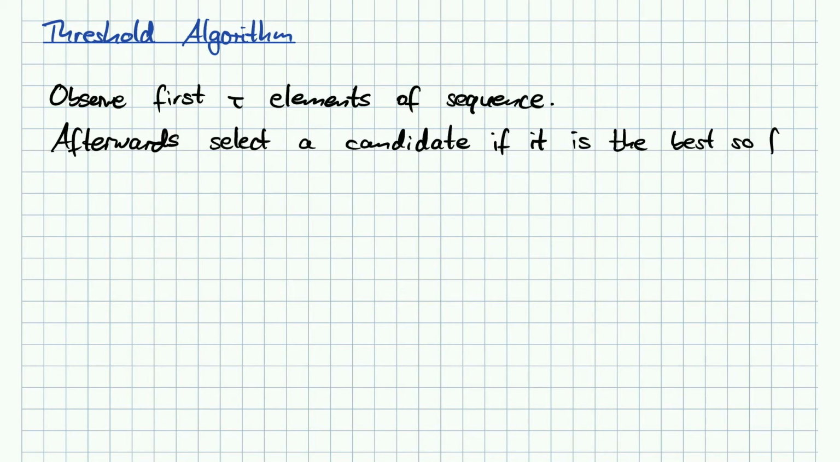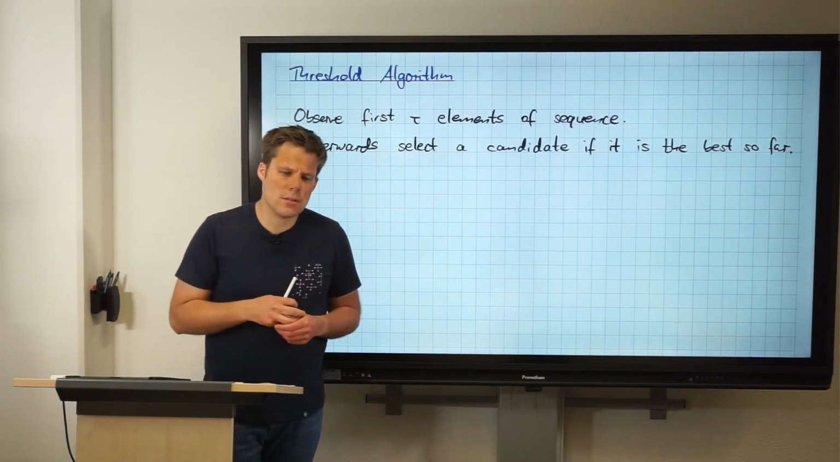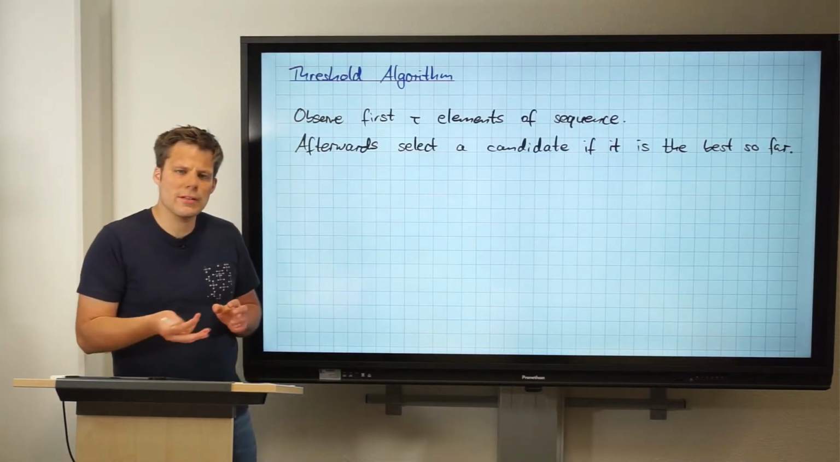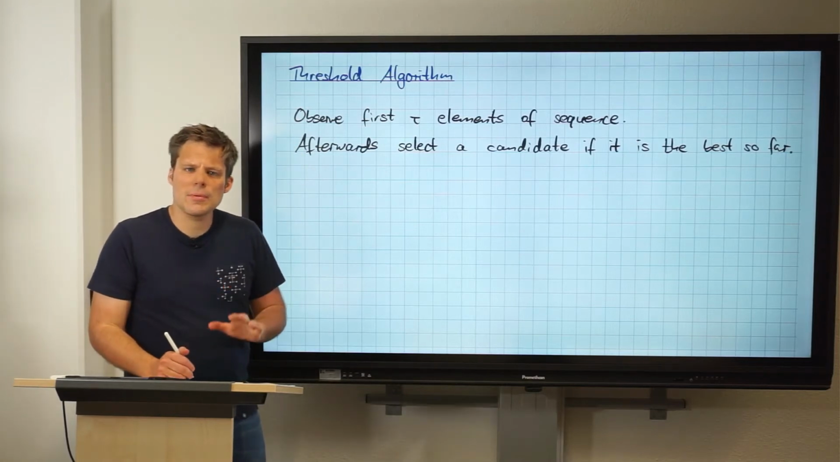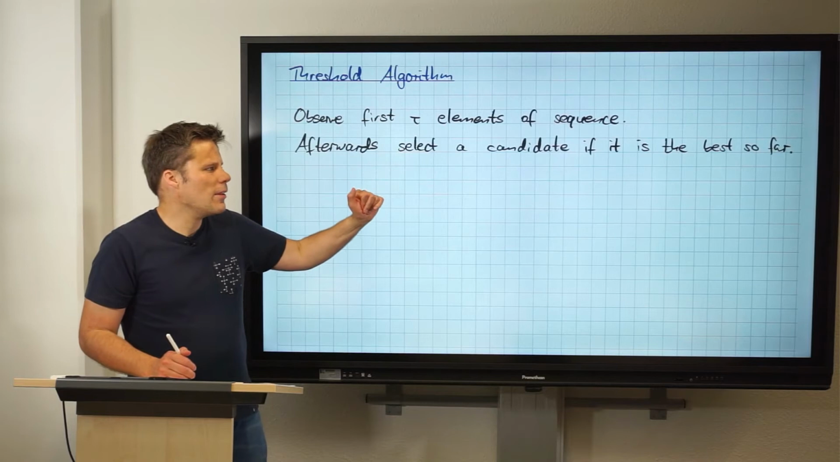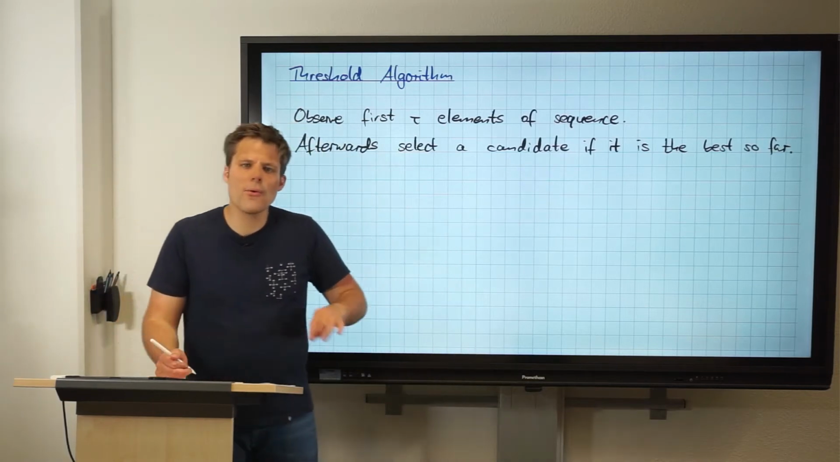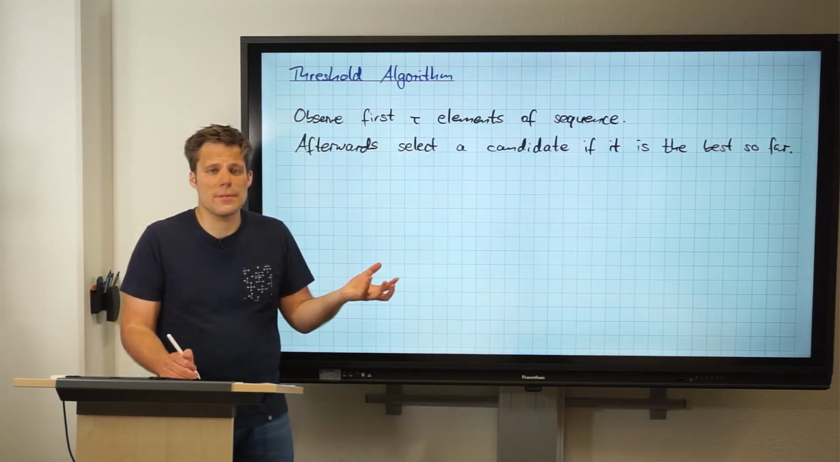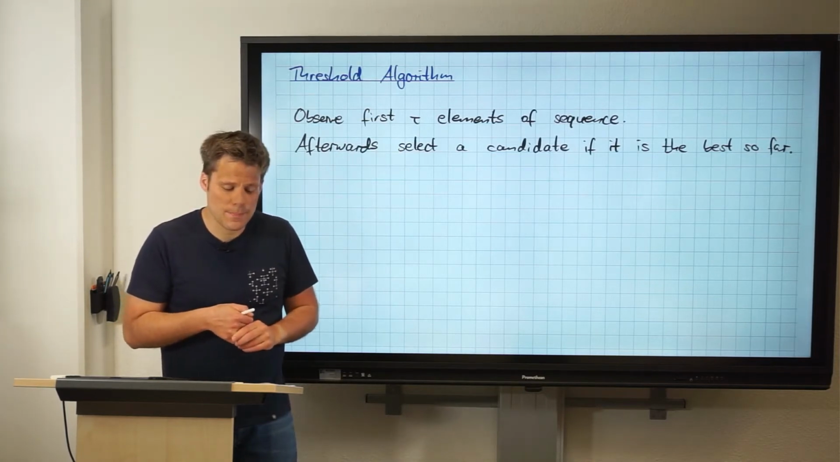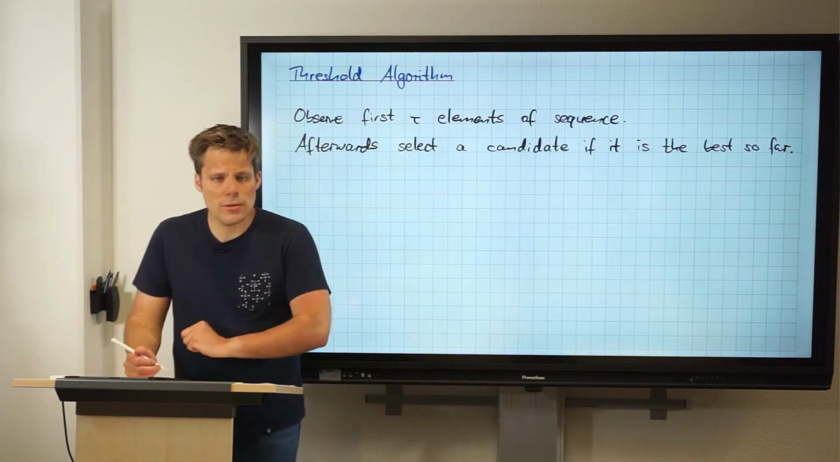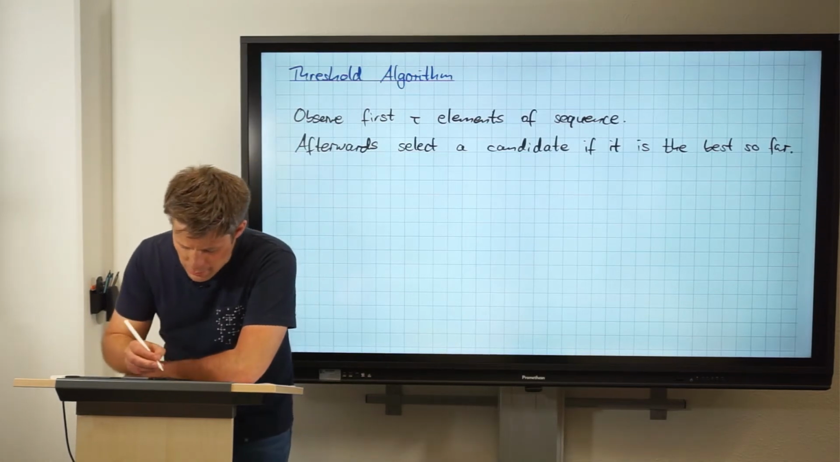And here it actually turns out to be helpful that we assume that all values are distinct, because now there's no problem with tie breaking. So either it is the best so far or we've seen something better up to this point. It never happens that we see two candidates which are equally good. And for this, we will show the following theorem for this algorithm.